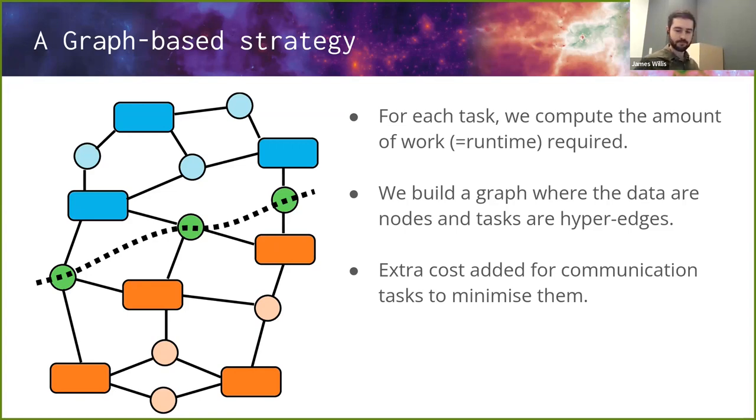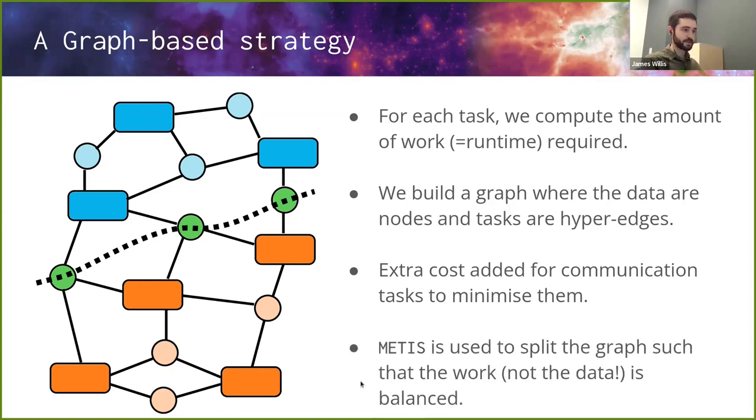And to do this, we feed all of this data into a library called Metis, which splits the graph such that the work, but not the data, remember, is balanced across the nodes. So some nodes might have a greater volume of space in order to balance a node which has a smaller volume, but has much denser regions, so more activity is happening there between particles.